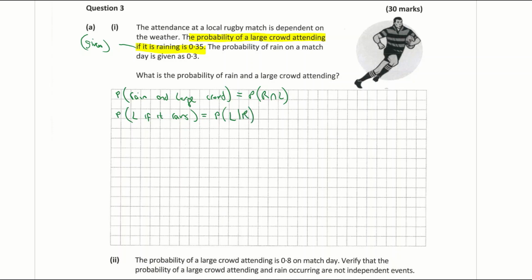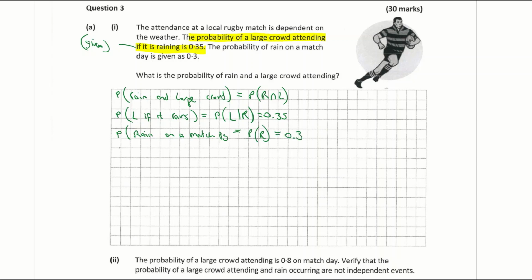The probability of a large crowd, if it rains, is the same as the probability of a large crowd given that it's raining, and that's equal to 0.335, I should say, like I marked up in the question. Something else that I know is that the probability of rain on a match day is equal to 0.3.